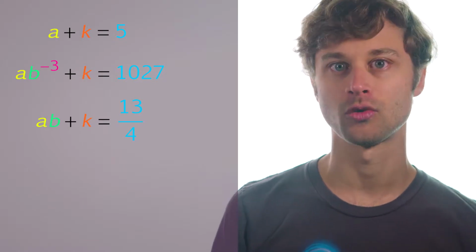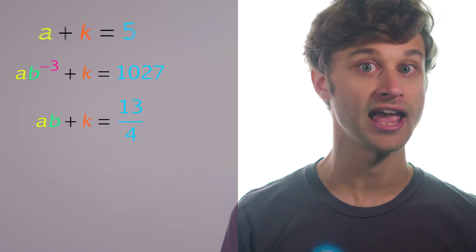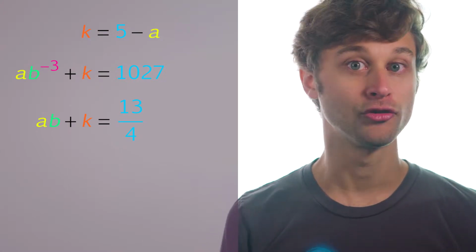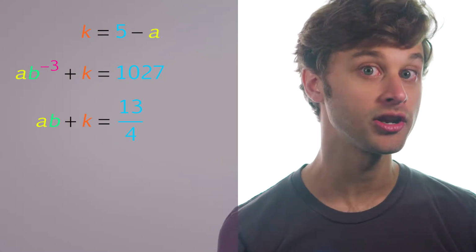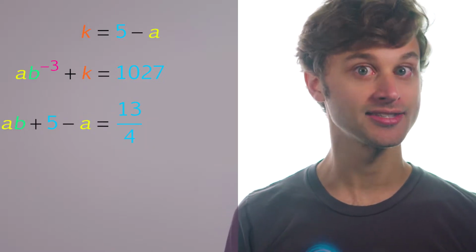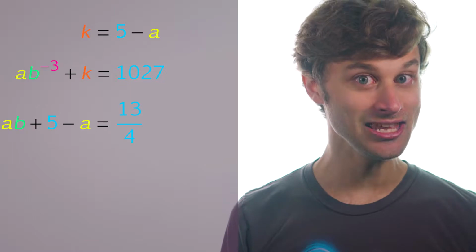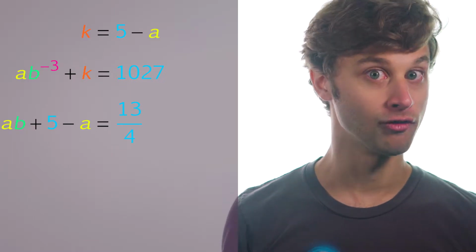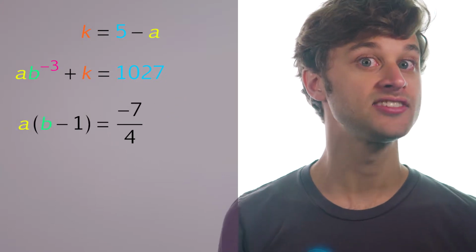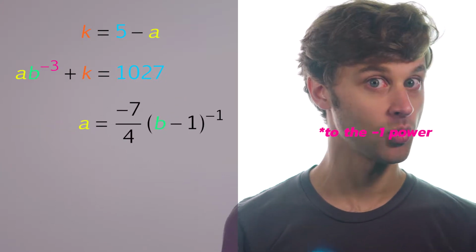So I'm going to take the first equation, the easiest one, and solve it for k. So k is equal to 5 minus a. I'm now going to take that value for k and plug it into the f of 1 equation. So that becomes a times b plus 5 minus a is equal to 13/4. I'm now going to solve for a. So a is equal to -7/4 times b minus 1.